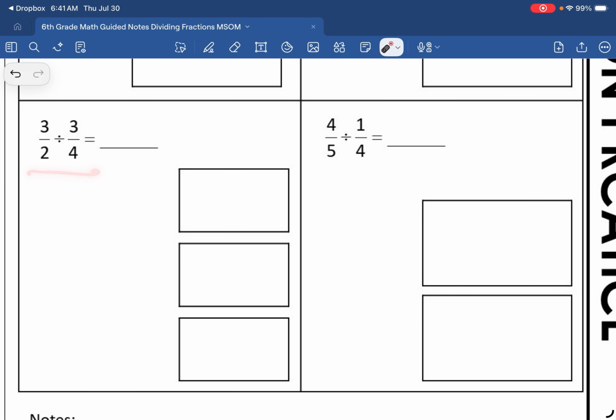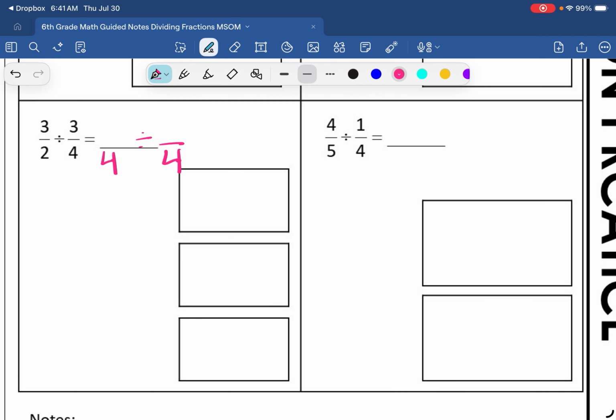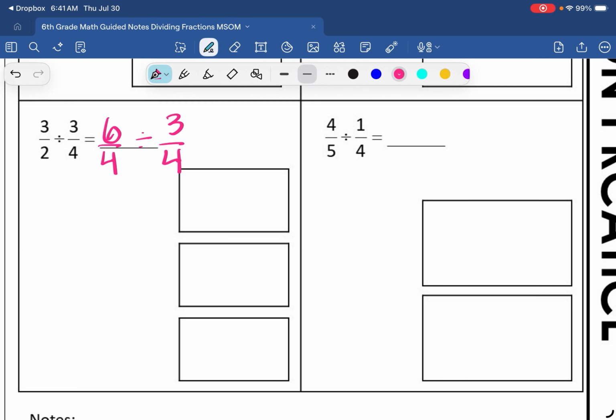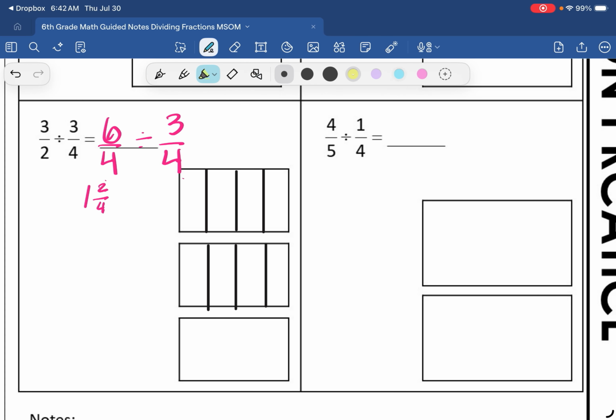3/2 divided by 3/4. Again, my common denominator will be 4. This will stay 3/4. 2 times 2 is 4. So 3 times 2 is 6. So 6/4 divided by 3/4. So I'm going to divide up my model into fourths because that is my denominator. And I have 6/4. That's the same as 1 and 2/4. So I know that I'm going to need to use 2 of these model boxes here. So there's my fourths, and I'm going to shade in 6/4. So there's 4 and there's 2 more. So there are 6/4 right there.